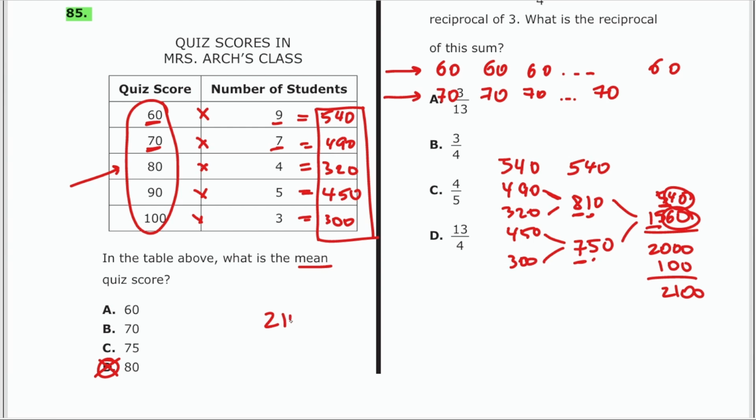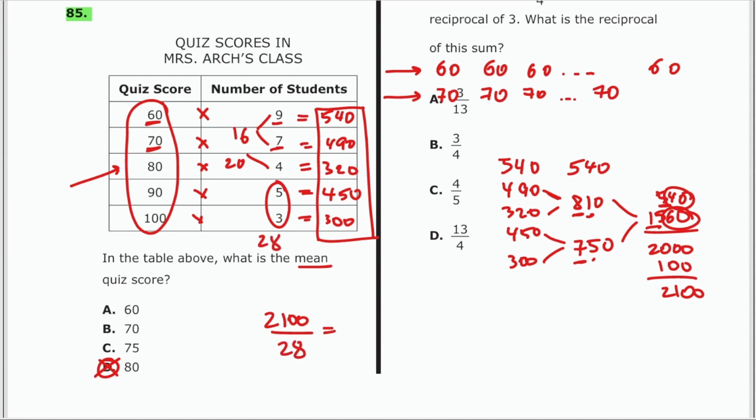So 2100, that's how many points total these students earned. Now the question is how many students we have. So 9 plus 7, 16. 16 plus 4, that's 20. Now 20 plus 8, that's 28. So 28 kids. So you have to divide 2100 by 28.